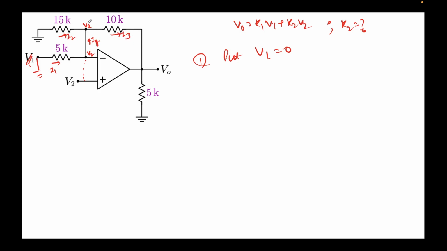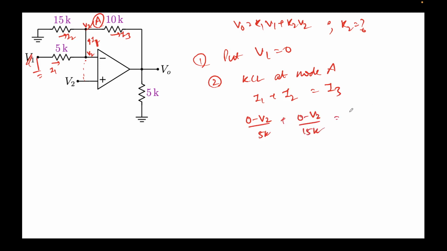This is the node A. So secondly we put KCL at node A. So that would be I1 plus I2 equal to I3, that's incoming equal to outgoing current. This will be 0 minus V2 over 5k plus 0 minus V2 over 15k, that's I2. This will be V2 minus V0 over 10k. Okay, if I sort it out, this will be minus V2 into 4 over 15k. This would be V2 minus V0 over 10k.